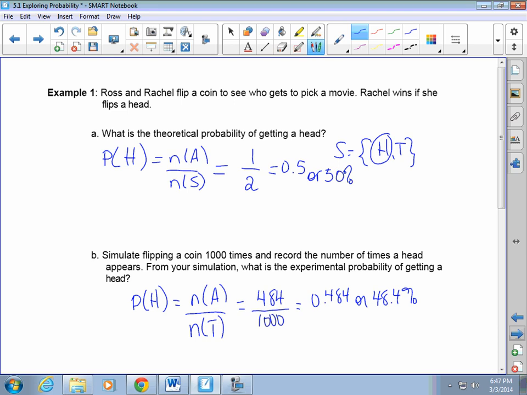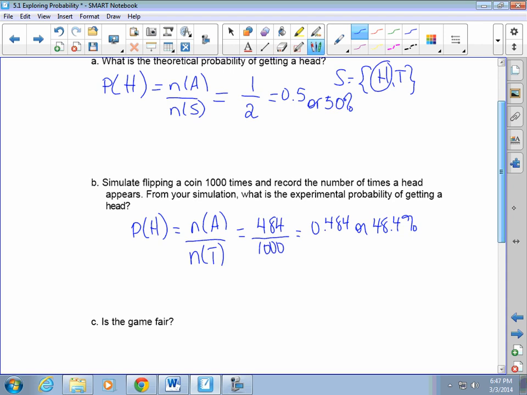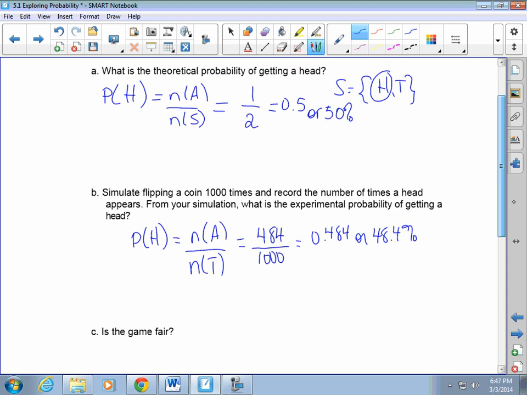Part C says, is the game fair? Well, remember, to be fair, all the outcomes have to be equally likely. So this would be a fair game, assuming that you have a coin that's got heads and tails on it. It's a fair game because each outcome is equally likely.